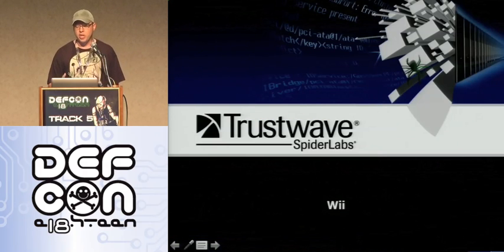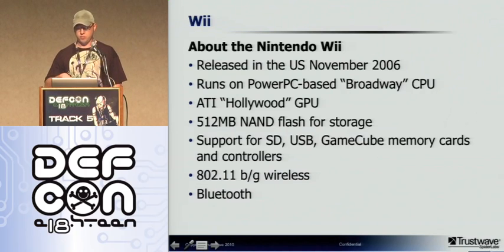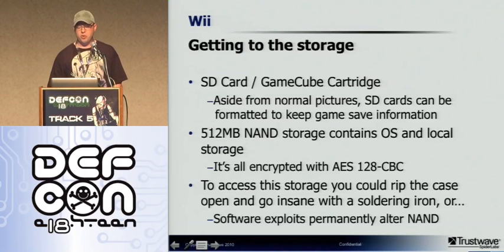The next one we look at is the Wii. Real briefly about the Wii, the only thing to really note here is the 512 meg NAND flash storage. That's where the OS and game saves are. Again, it's really not a lot of space. Getting to the storage, you can use legacy GameCube cartridges, or you can use an SD card. Aside from normal pictures, SD cards can be formatted to save games. And again, the 512 meg NAND storage contains the OS.